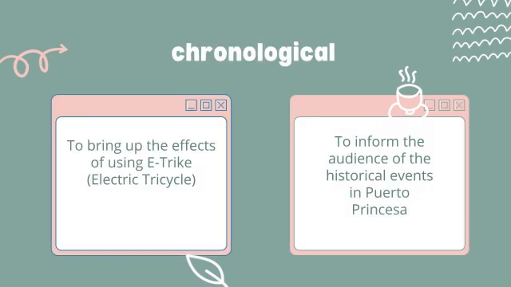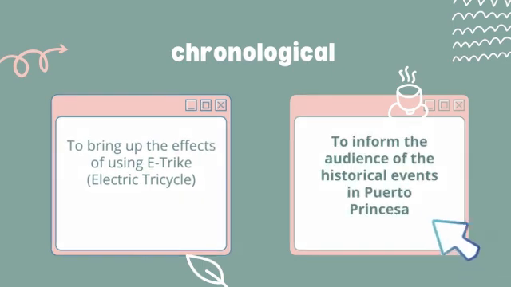Which of the following is an example of a chronological pattern? To bring up the effects of using e-trike or electric tricycle. To inform the audience of the historical events in Puerto Princesa. The answer is to inform the audience of the historical events in Puerto Princesa.